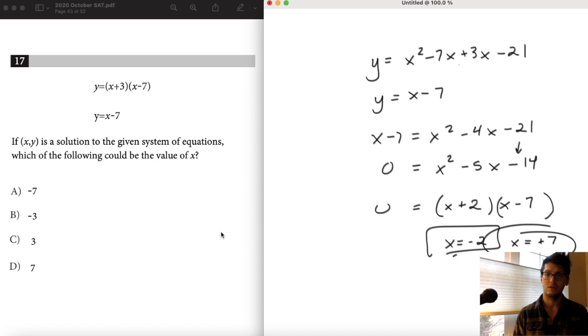The fact that they're dealing with a positive 7 is testament to the fact that they're looking for you to notice this pattern, x minus 7, x minus 7. Okay, let's keep going.